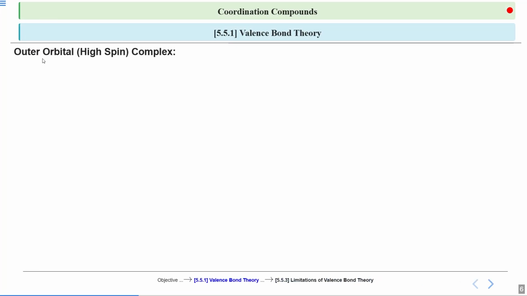Now let's see the outer orbital or high spin complex. In this, let's see the tetrahedral complex example. Again, tetrahedral means the coordination number will be 4. The geometry will be tetrahedral, but the coordination number will be the same as the square planar, that is 4. That means 4 ligands are going to arrange themselves around the central metal ion.